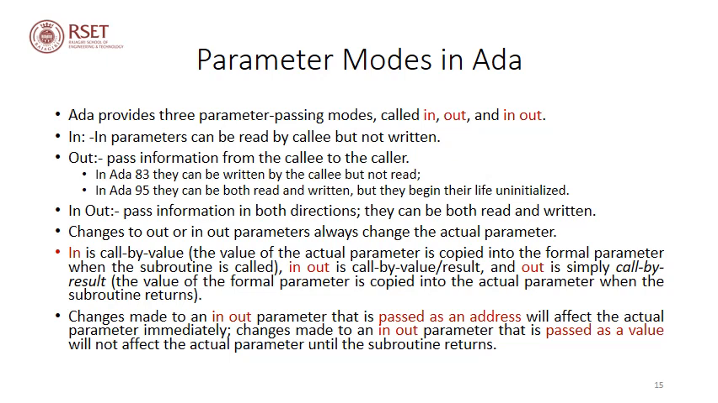Now we'll see about the various parameter passing modes in ADA. ADA has some interesting parameter passing modes such as in, out and in-out. In in mode, parameters can be read by the callee, but the callee cannot modify the value. In out mode, it passes information from callee to the caller. In ADA 83, they can be written by the callee but not read. In ADA 95, they can be both read and written, but they begin their life uninitialized.